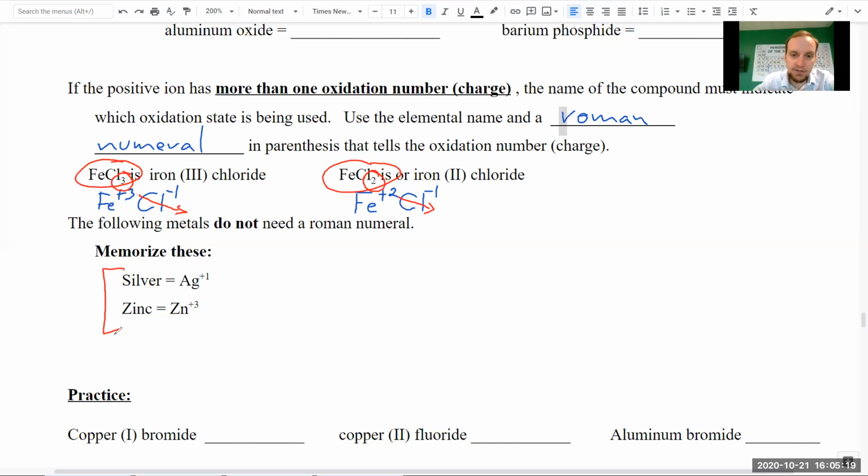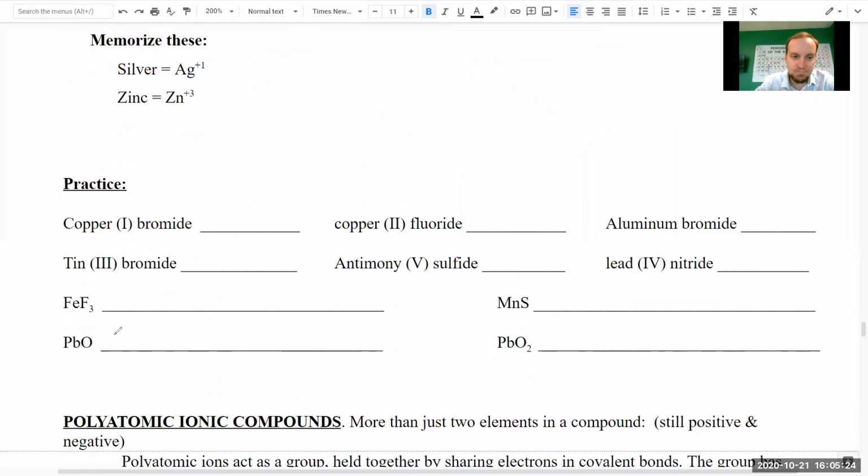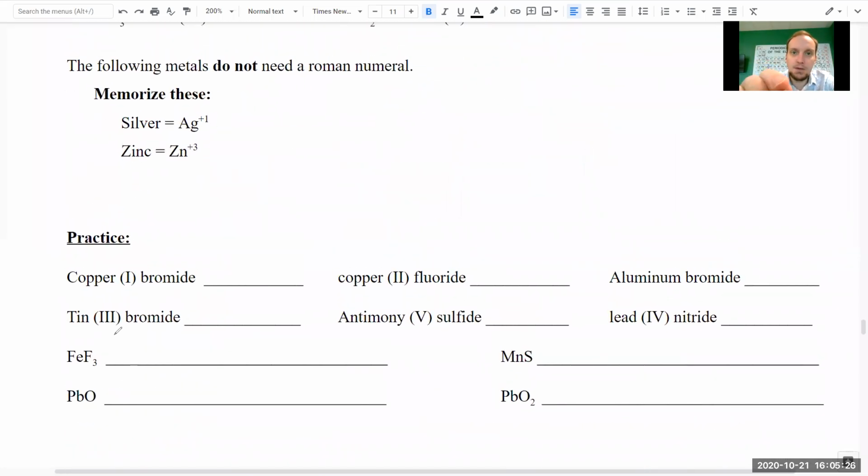All right, so let's try these examples real quick. Okay, that's where we're going to stop.